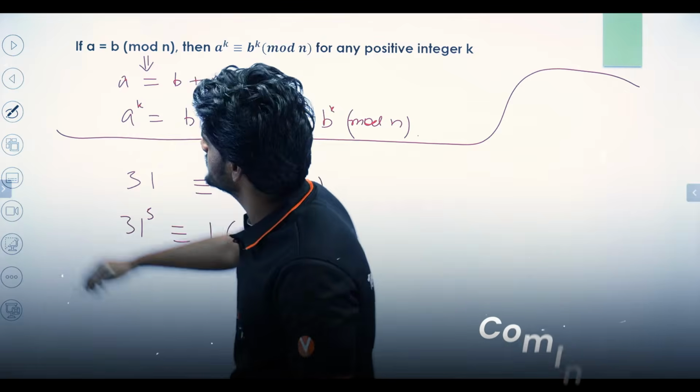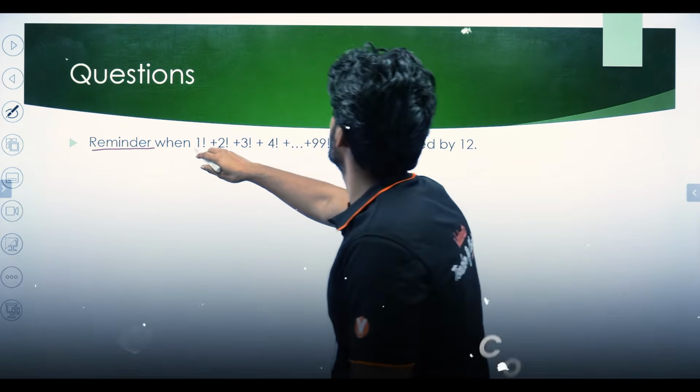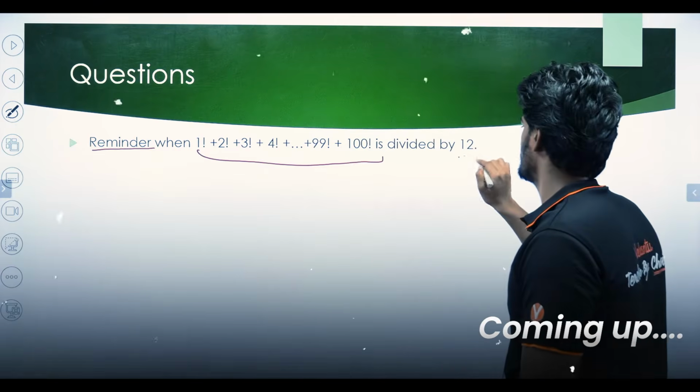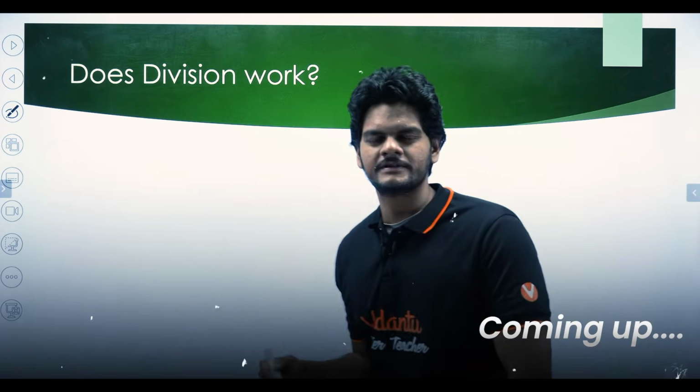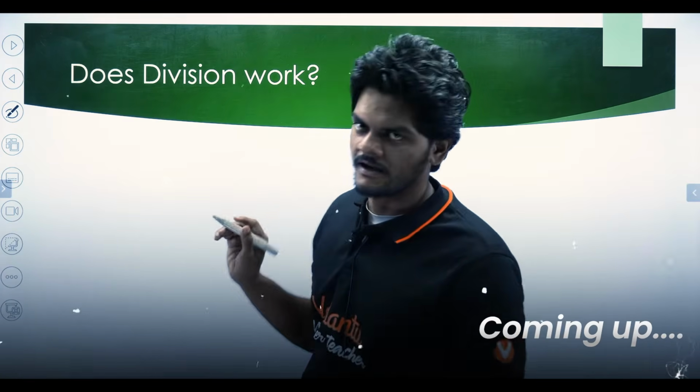Okay, let's do some questions and you'll know. What is the remainder when the sum of 1 factorial, 2 factorial, up to 100 factorial is divided by 2? Because this is an introduction, I want to dive even deeper into this subject. So let me know if some things are not clear.